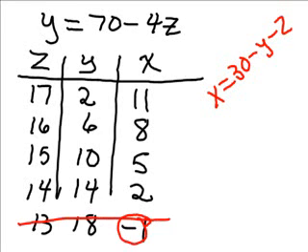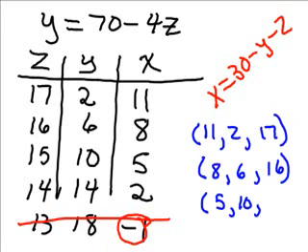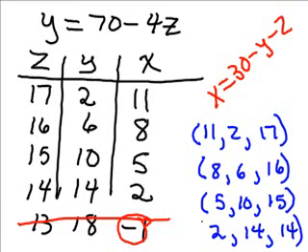So my feasible solutions are, and I guess I have to rewrite this because it's out of order: 11, 2, 17; 8, 6, 16; 5, 10, 15; and 2, 14, 14. Because those are ordered triples, they have to go in the proper order, x, y, and z.